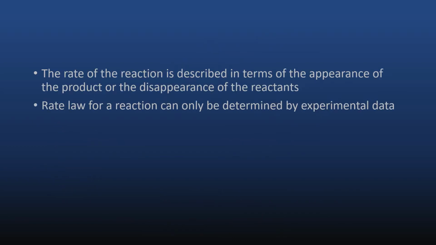Okay, so the rate of the reaction is described in terms of the appearance of the product or the disappearance of the reactants. The rate law for a reaction can only be determined by experimental data. So we can't just look at an equation and guess what we think it is. It has to have experimental data.